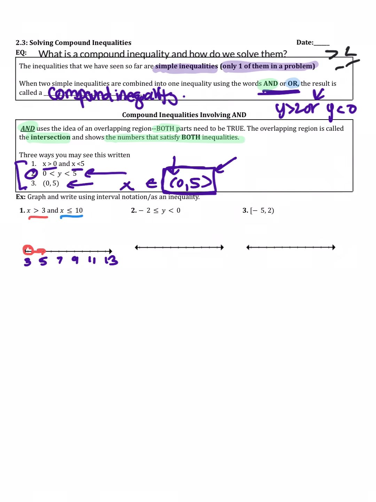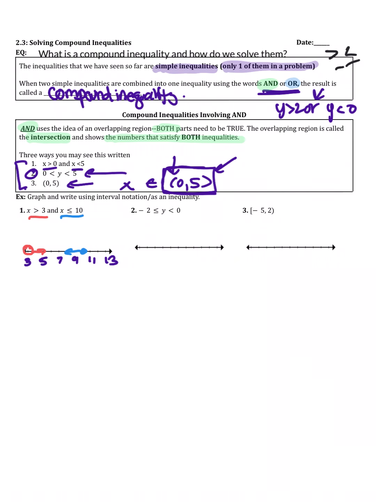And then also x is less than or equal to 10. So closed circle, not at 12, but at 10 and pointing to the left. And I want you to think about what this is saying before we finish off what this graph looks like. We are looking for a number that is greater than 3 and less than or equal to 10.